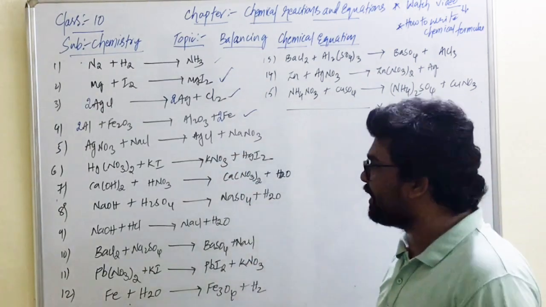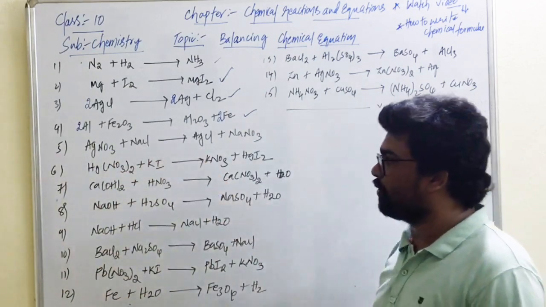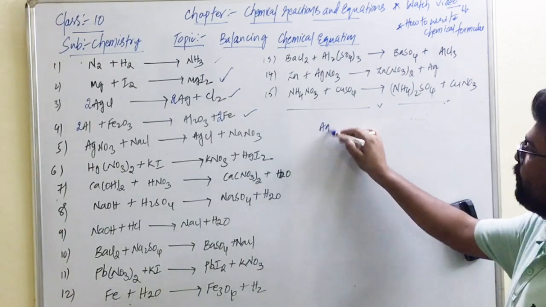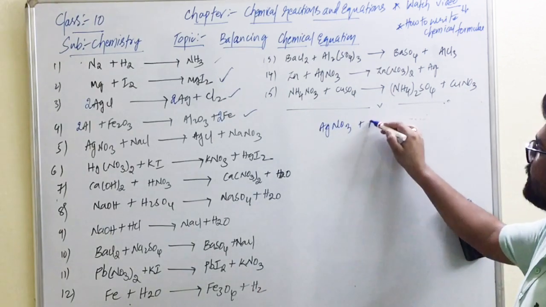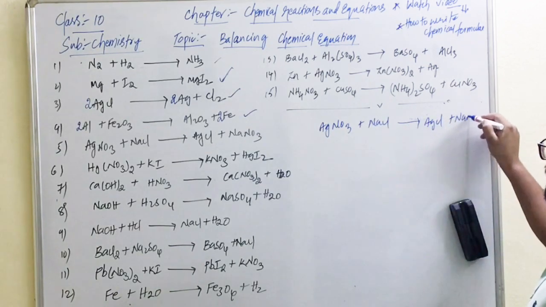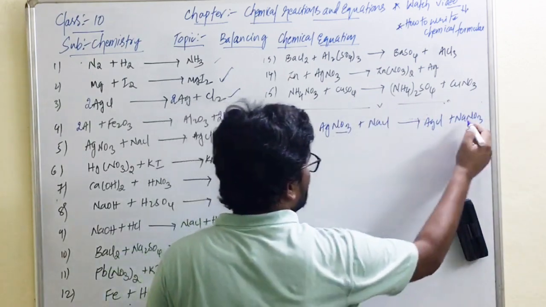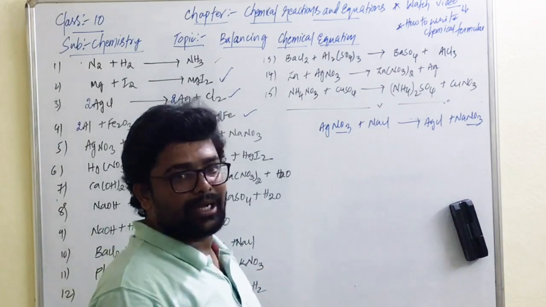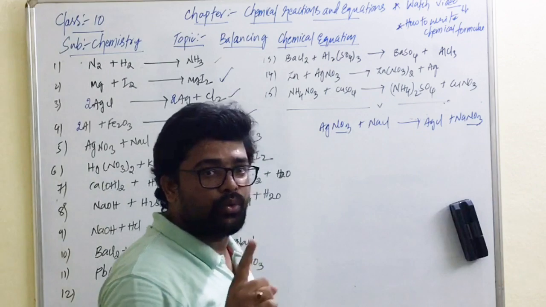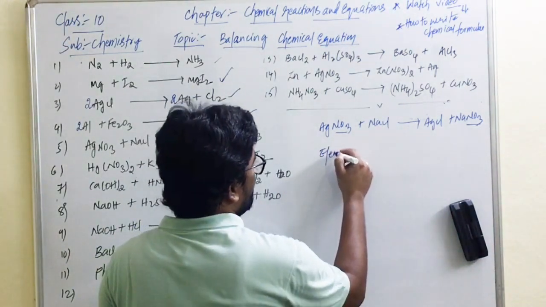Now next equation, AgNO3 plus NaCl gives rise to AgCl plus NaNO3. NaNO3 is sodium nitrate, AgNO3 is silver nitrate, NaCl is sodium chloride, AgCl is silver chloride. Let us try to balance it. Now I'll put it in the form of a tabular column. AgNO3 plus NaCl gives rise to AgCl plus NaNO3. Here we have a polyatomic ion. Whenever you find a polyatomic ion unchanged on both sides of the equation, count that polyatomic ion as a single unit.